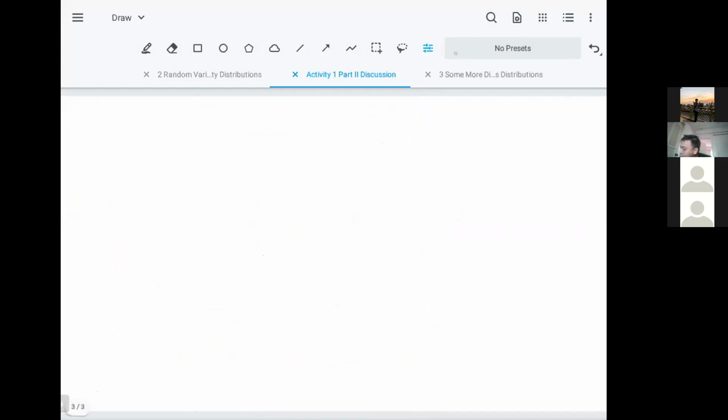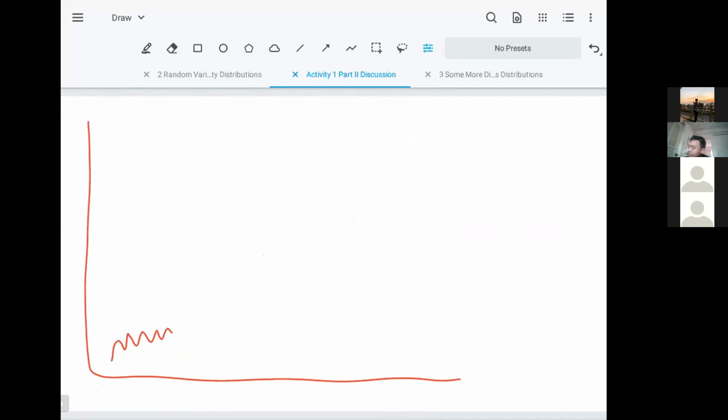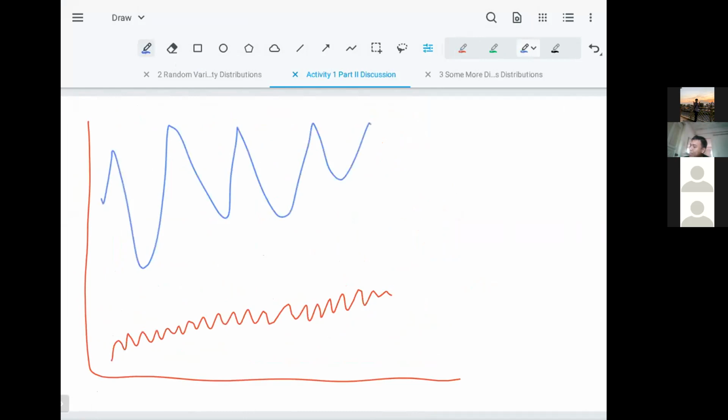So let's say investment 1 is gonna be plotted in red. So ganyan. You'll characterize it as something like this. Kunwari yung value niya over time. Pero yung investment 2, mas varied siya. Pero mas mataas naman siya nakasentro.